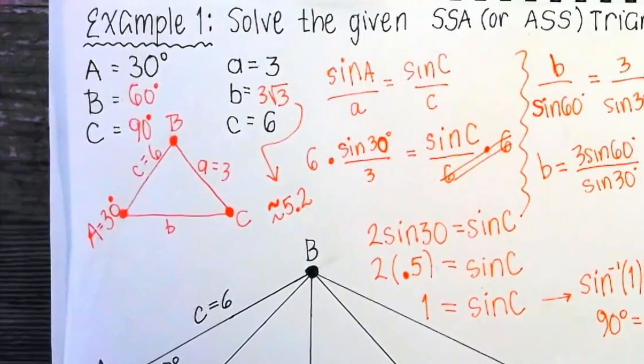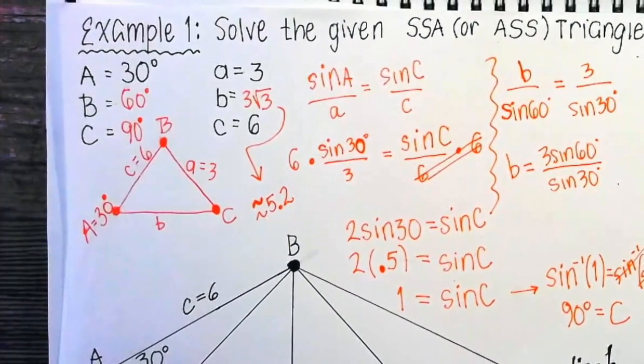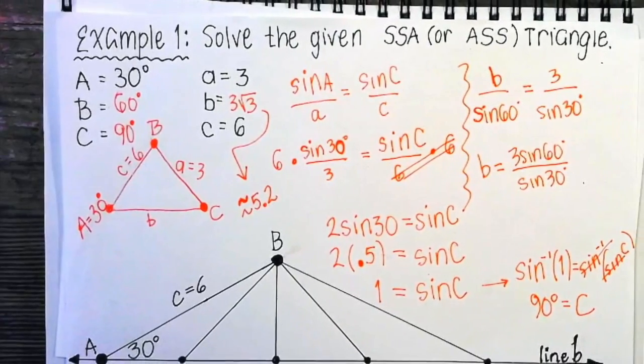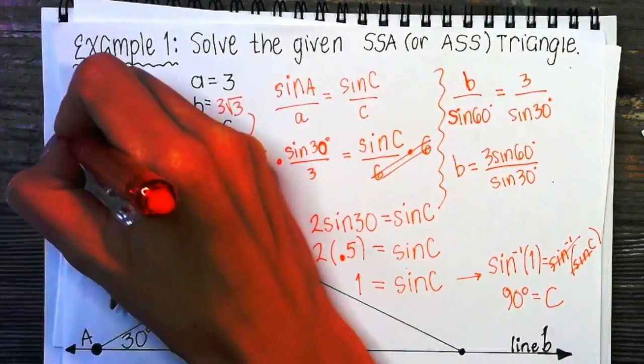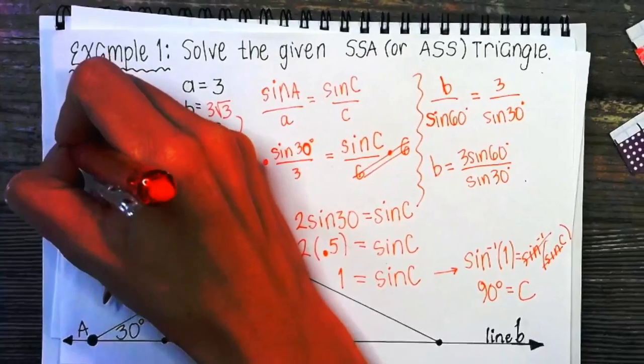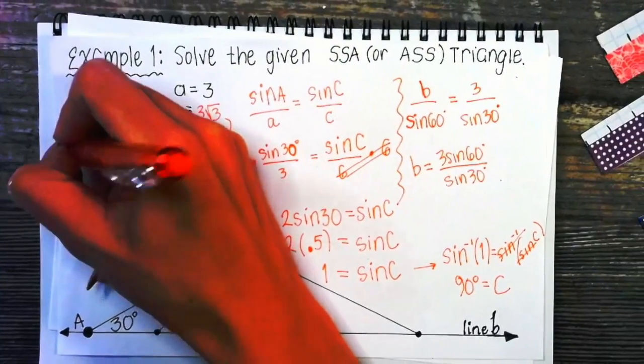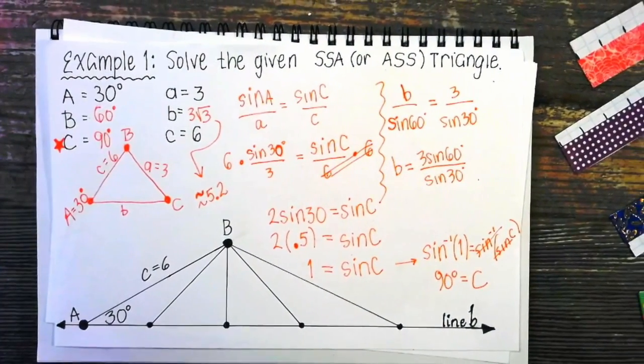In this case, we only had one triangle. The first angle you get really more or less dictates how many triangles you're going to have.